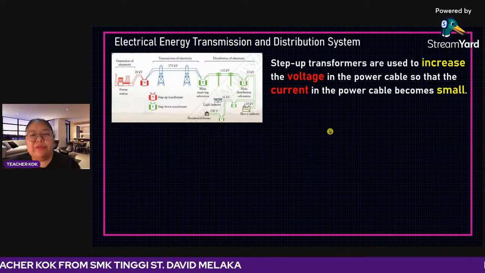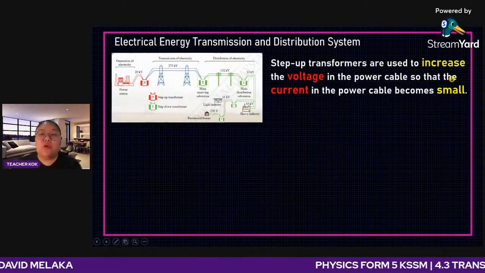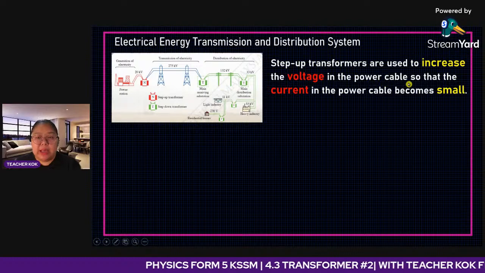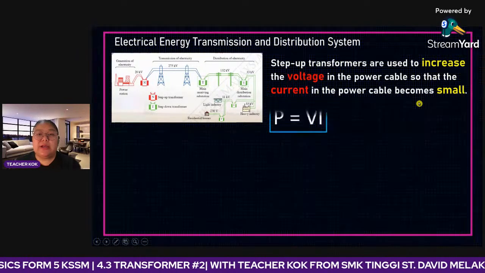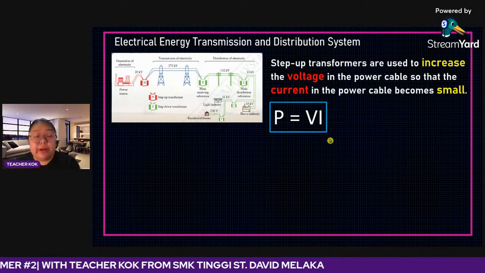Step up transformers are used to increase the voltage. This one everybody knows. Step up transformers increase the voltage in the power cable so that the current in the power cable becomes less. So you can see the first formula, P equals VI. This one we learned already.